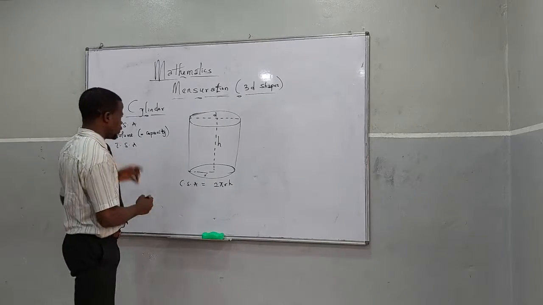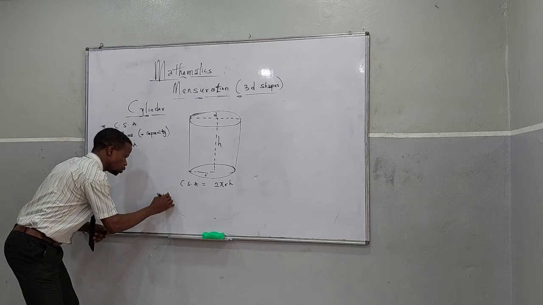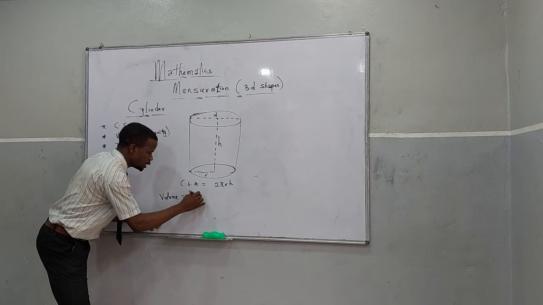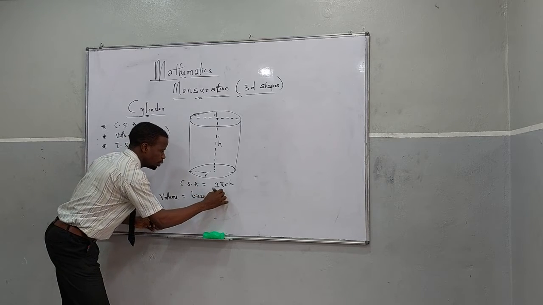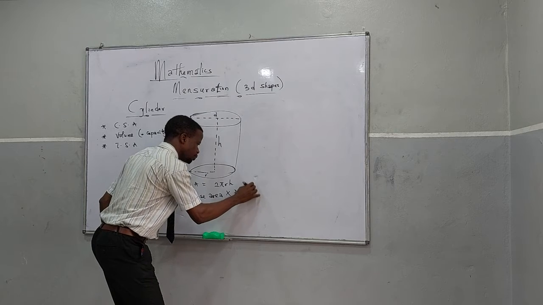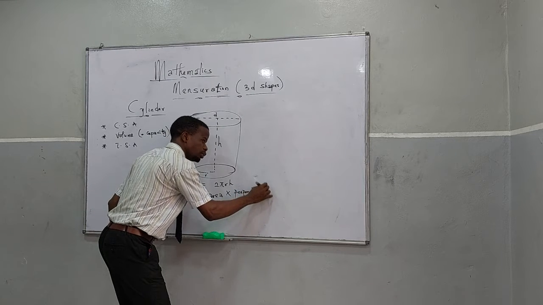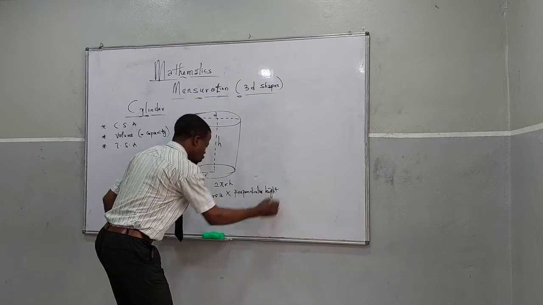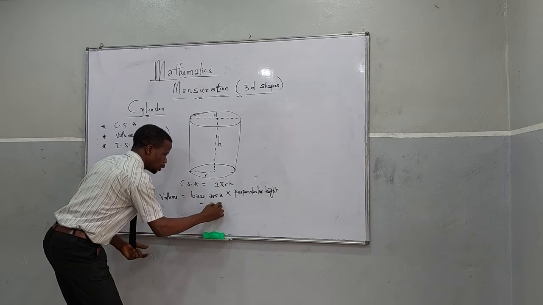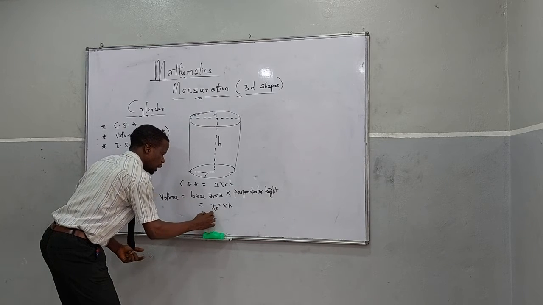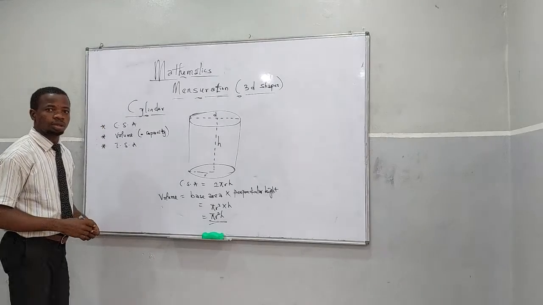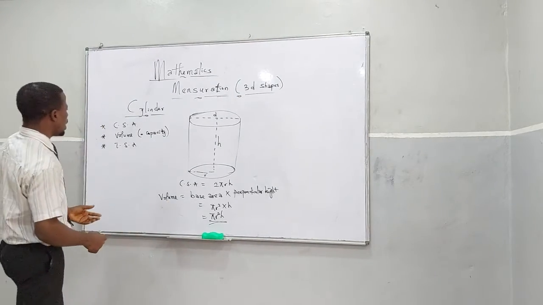Then, what happens to the volume? Don't forget, the volume of a solid shape is always given as what? The base area times the perpendicular height. So what is the base area? The base is circular, right? So that will become what? Pi r squared times h. And that is pi r squared h. Good? Exactly.